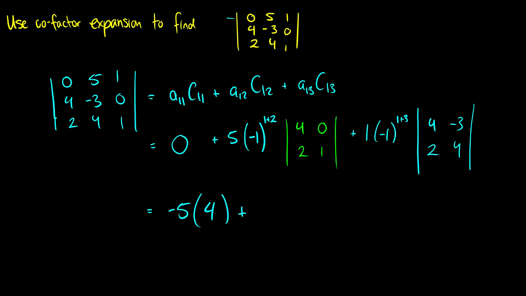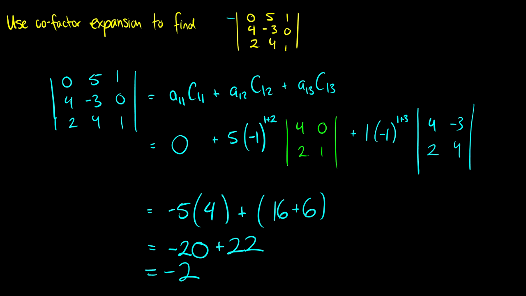Then we're going to add, well, (-1) to the power of 4 is 1, so we're just going to add the determinant of 4, -3, 2, 4. That's 4 times 4, which is 16, minus 2 times -3, that's -6. So we're going to subtract -6, which is the same as adding 6. So here we get -20 plus 22. Our determinant is going to be equal to -2.